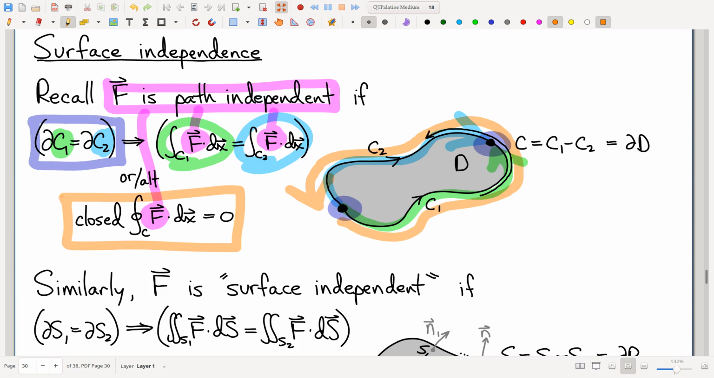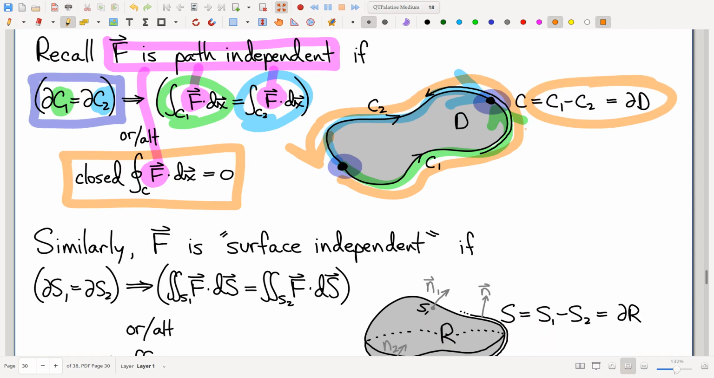Now, this is an equivalent statement because if green equals blue, and if this orange curve is green minus blue, their difference, the difference of two things that are the same, is 0. Okay, so two different takes on the same fundamental idea of path independence, and I hope this all looks familiar. We've seen this a while ago.